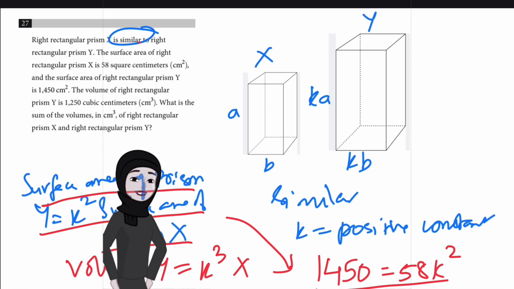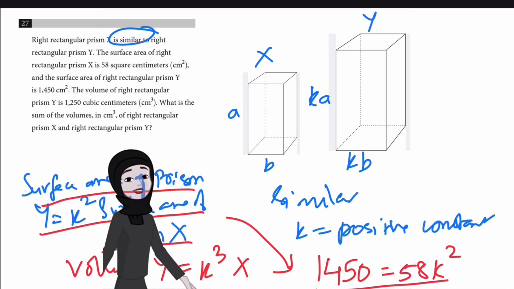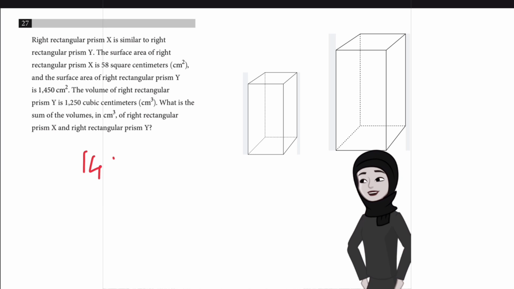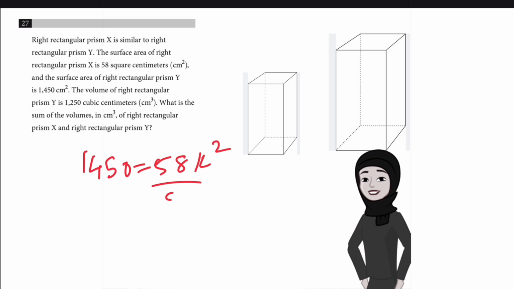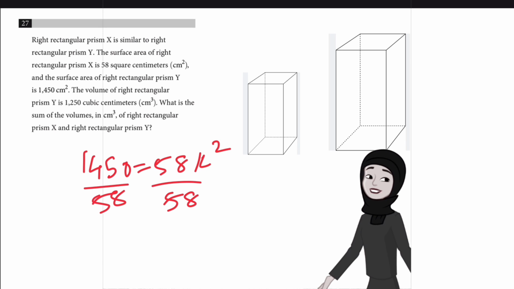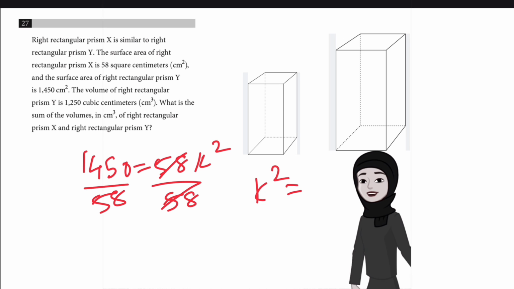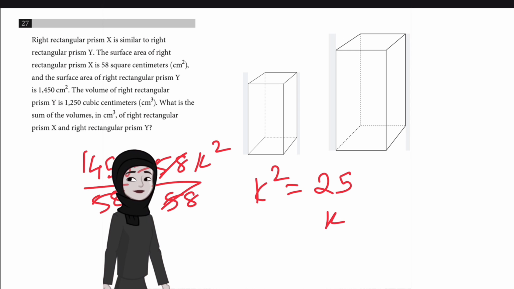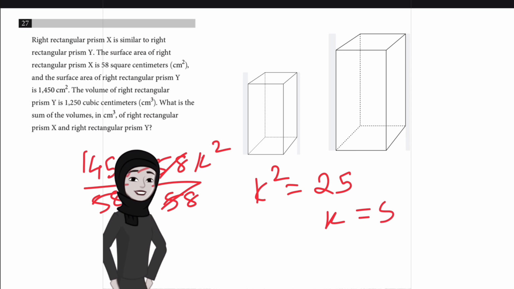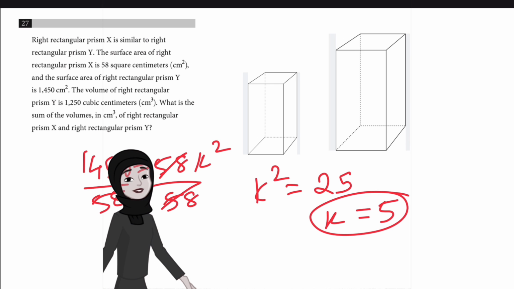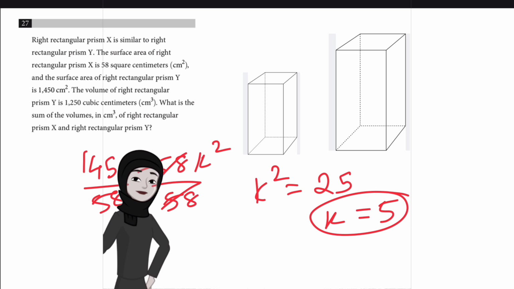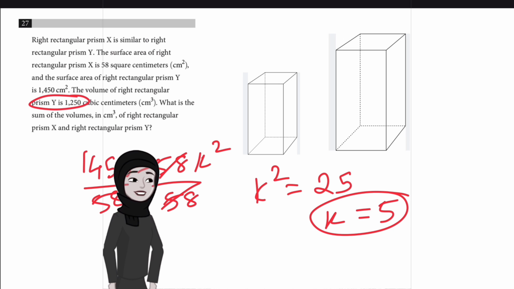1450 is equal to 58 k squared. And from this, first we can calculate k. So divide both sides by 58 and you will get the value of k squared. k squared will be equal to 25. And then you have to take the square root and you will get both positive and negative 5, but we have to take the positive value. Since k is a positive constant, k is 5.